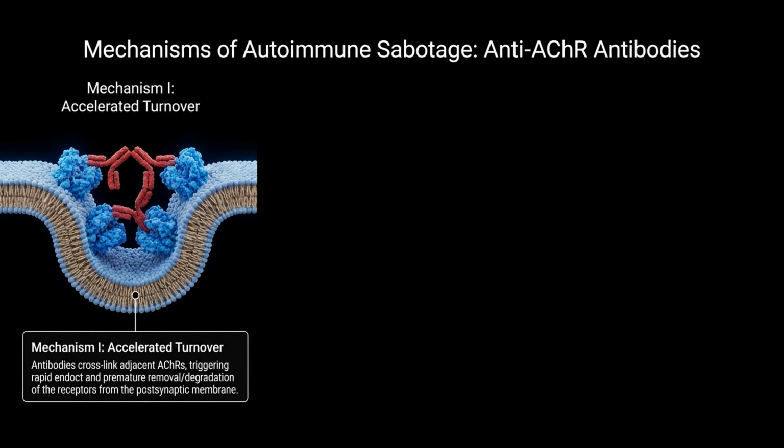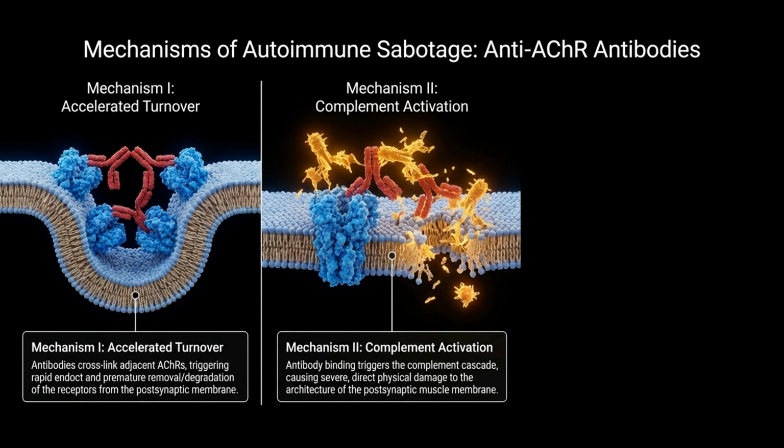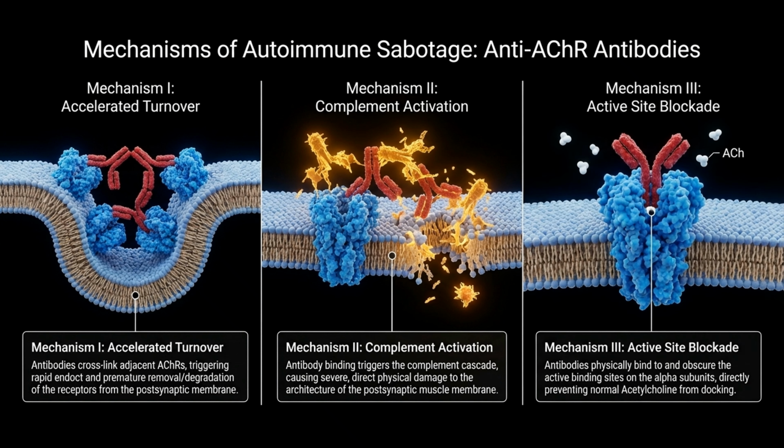Mechanism 1. Accelerated turnover of AChRs. This occurs by cross-linking and rapid endocytosis of the receptors. Mechanism 2. Damage to the postsynaptic muscle membrane through antibody-mediated complement activation. Mechanism 3. Blockade of the active site of the AChR, that is, the site that normally binds ACH.